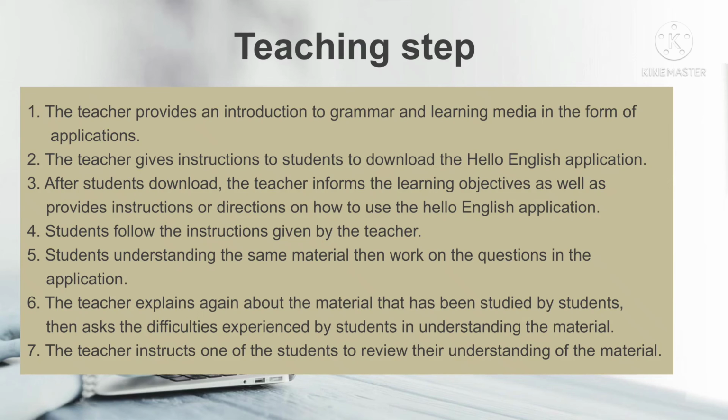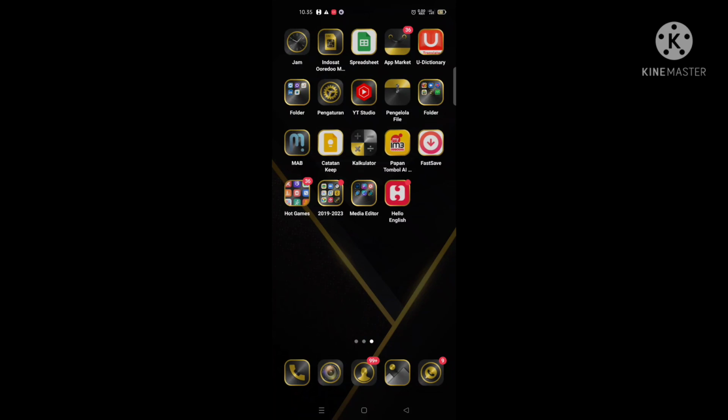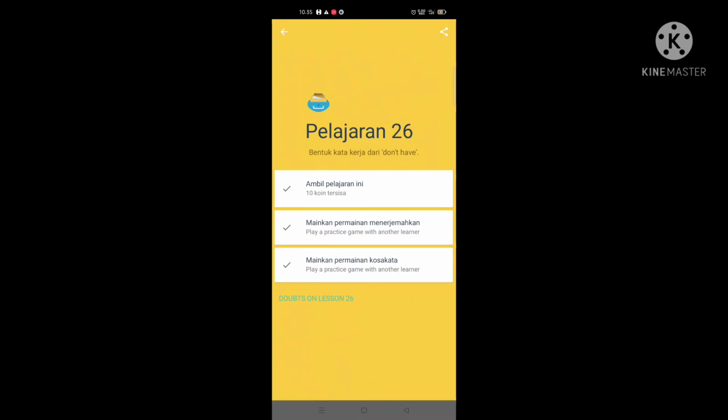So there are some steps that we can use for the Hello English application in teaching class. So just follow these steps and use them in your class.